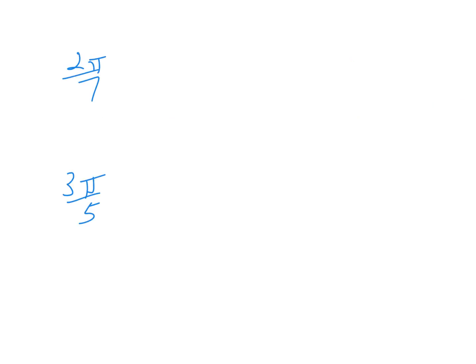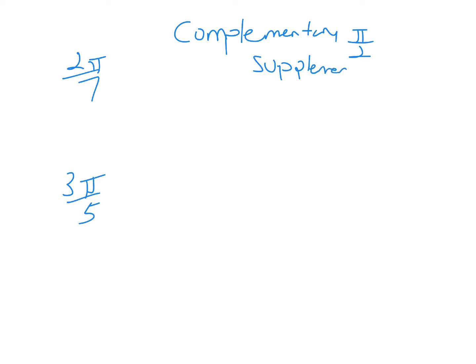So we have 2 angles in radians, and what we're going to do is find the complement and supplement of these. Remember, complementary. If you remember in degrees when you did this in geometry, complement is up to 90 degrees, but in the case of radians, it's going to be pi over 2. Supplementary will be adding up to pi.